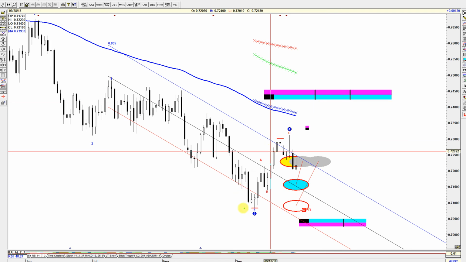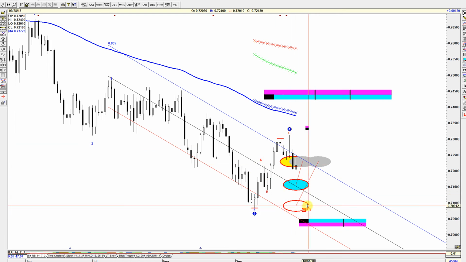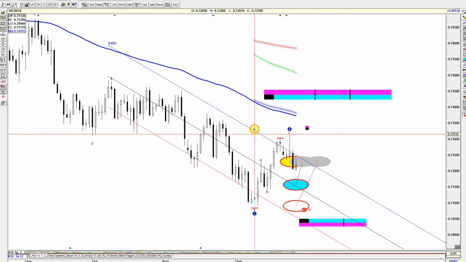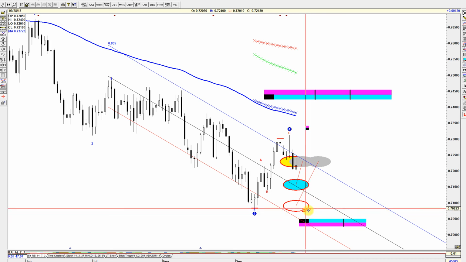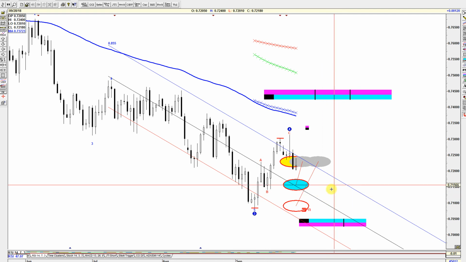So in my analysis, I believe that this is the low. I'm not going to change unless we take it out. Once we take it out, then it just shows that there's more downside. If we take that low, 70.84, if that is pierced and pushes lower, that means this forecast was void, and then there's more downside.